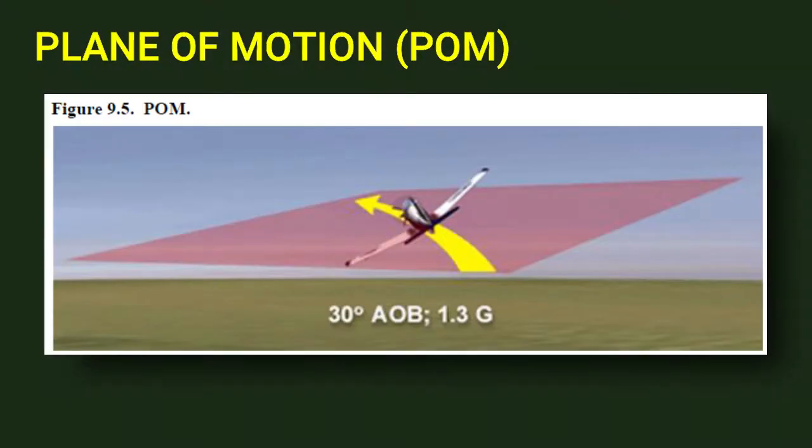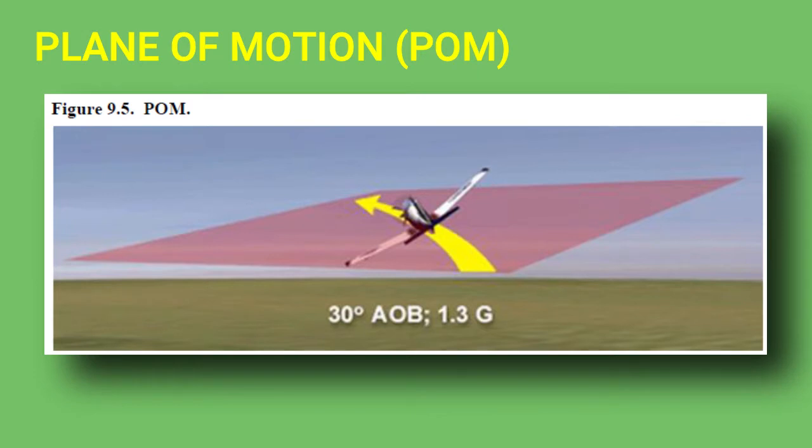While moving through an air mass, aircraft have a plane of motion along the aircraft's flight path. The plane of motion is where the nose of the aircraft is pointing relative to the horizon. In a level turn, the aircraft's plane of motion is parallel to the ground, regardless of bank angle. In a loop, the plane of motion is perpendicular to the ground.